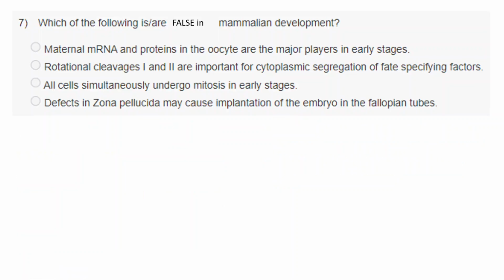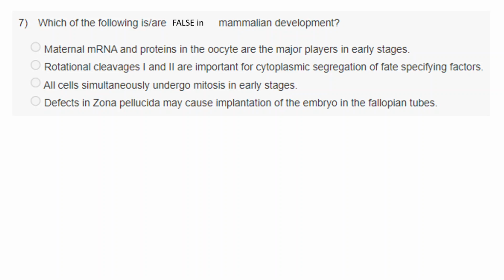We move on to the next question. Which of the following is true or false in mammalian development? So now we enter into mammalian development or human development specifically. Which of these are false in mammalian development?